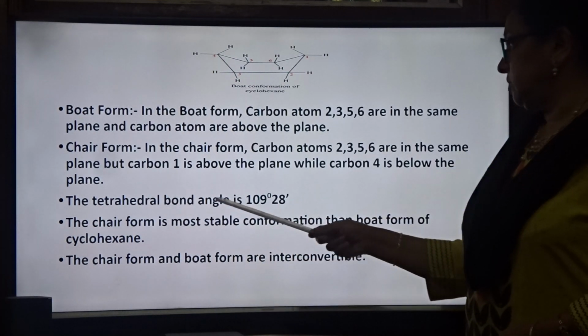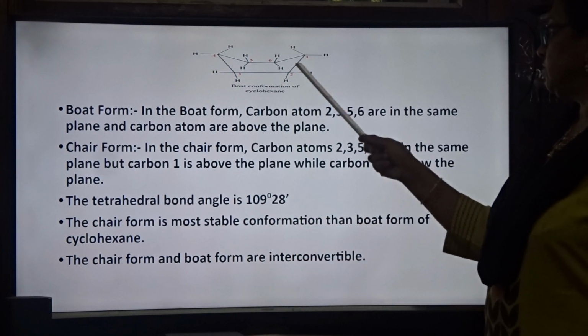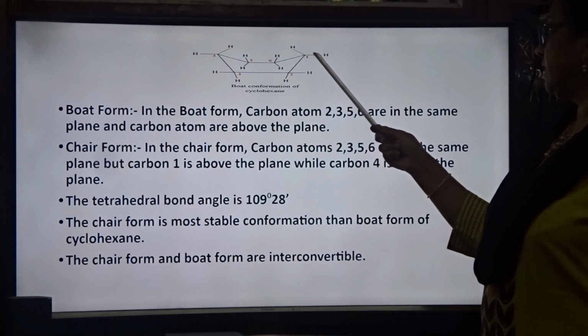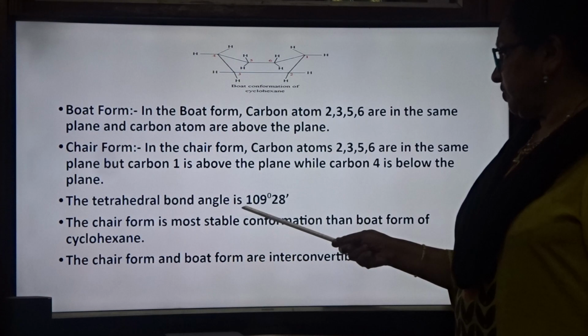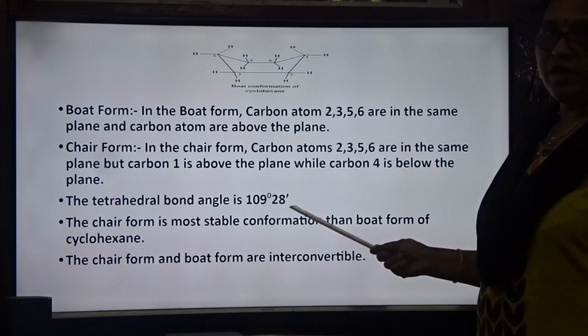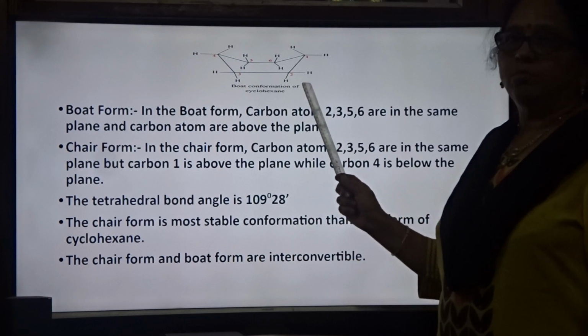The bond angle is 109 degrees 28 minutes. So the HCH bond angle is 109 degrees 28 minutes. This is the tetrahedral bond angle.